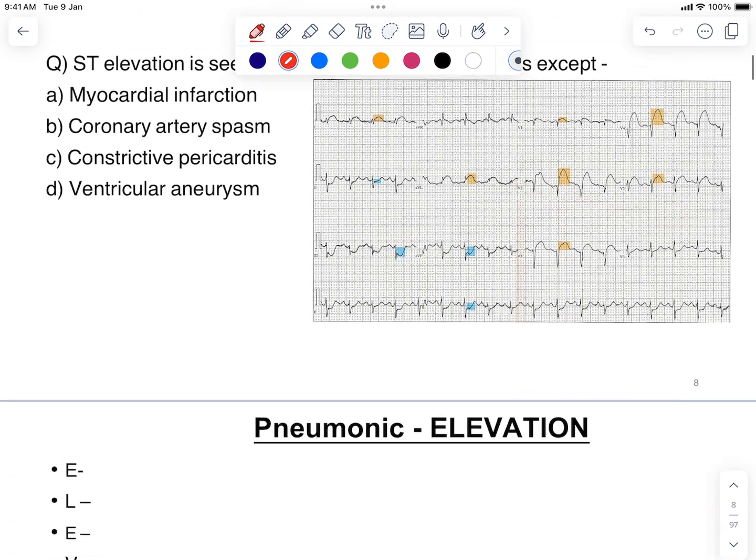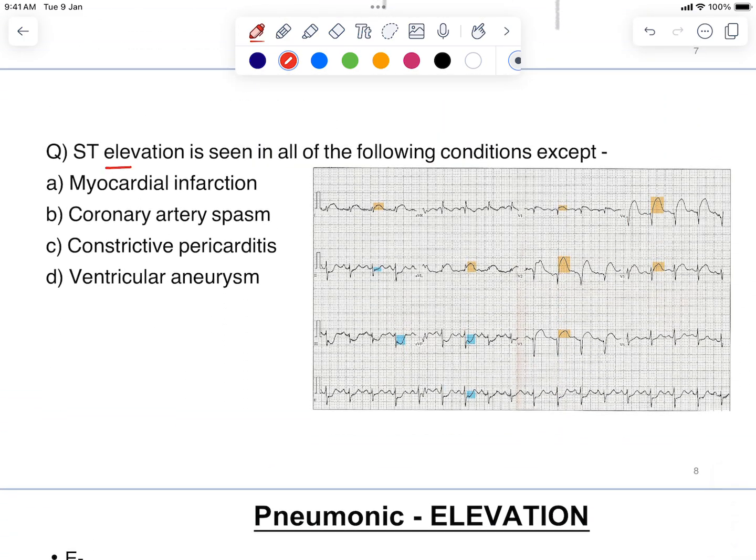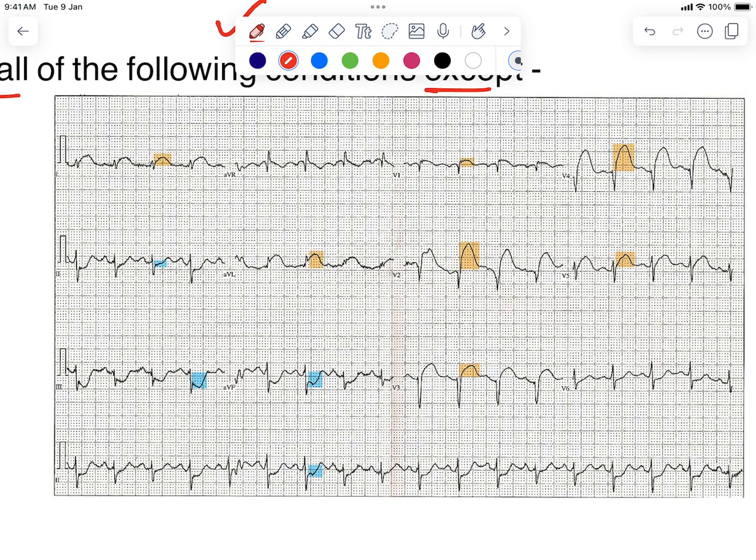So, right. Now you see this question. ST segment elevation is seen in all of the following conditions except, the options are myocardial infarction, coronary artery spasm, constrictive pericarditis, the ventricular aneurysm. Okay. But if you observe this ECG here also you are having the ST segment elevation. And you know what is this shape of the ST segment elevation which is being described as? So if you observe the ST segment, it is described as a tomb shaped ST segment elevation. Right, it is being described as a tomb shaped ST segment elevation.